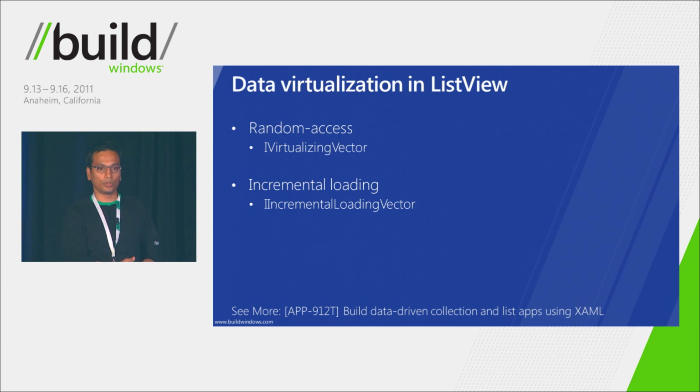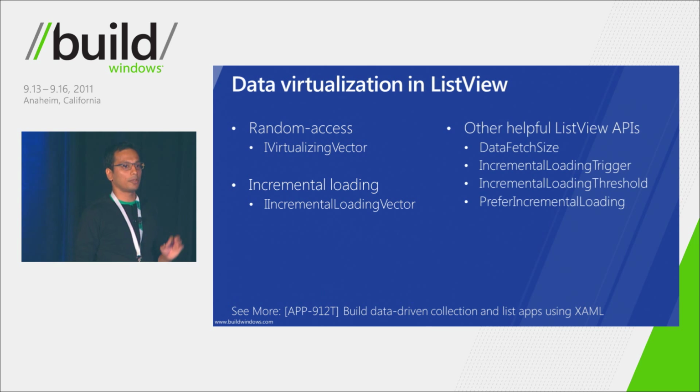Now, I'm not going to go into details of these interfaces. That's going to be covered in Lawrence's session tomorrow, so I'd encourage you to go there if you're interested in finding more details about it. However, I do want to go over some of the control properties around data virtualization. The first thing is we have provided you the ability to tweak how much data is downloaded in one request. When I reached the end of the list view in my incremental loading example, we downloaded 12 items. That's based on the DataFetchSize property that's new on list view.